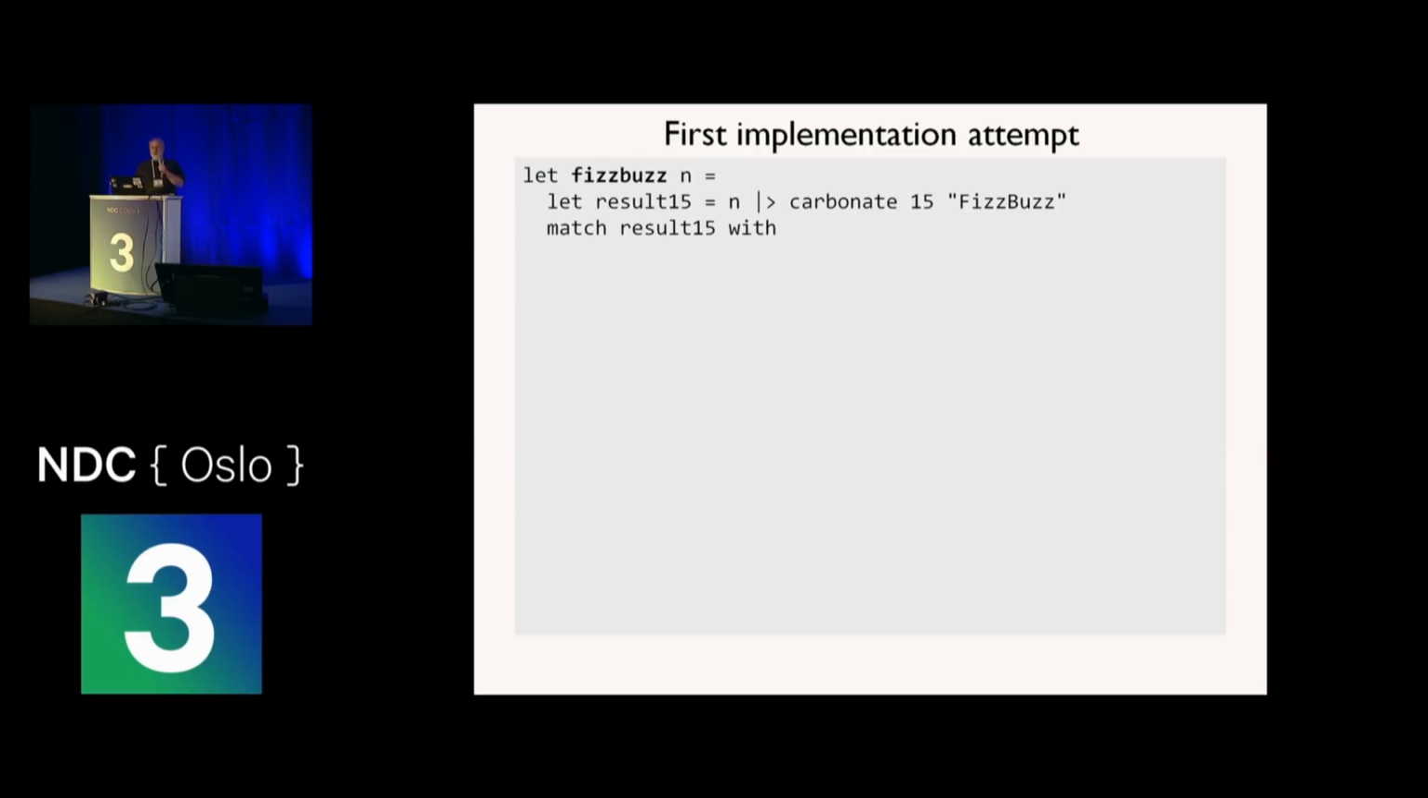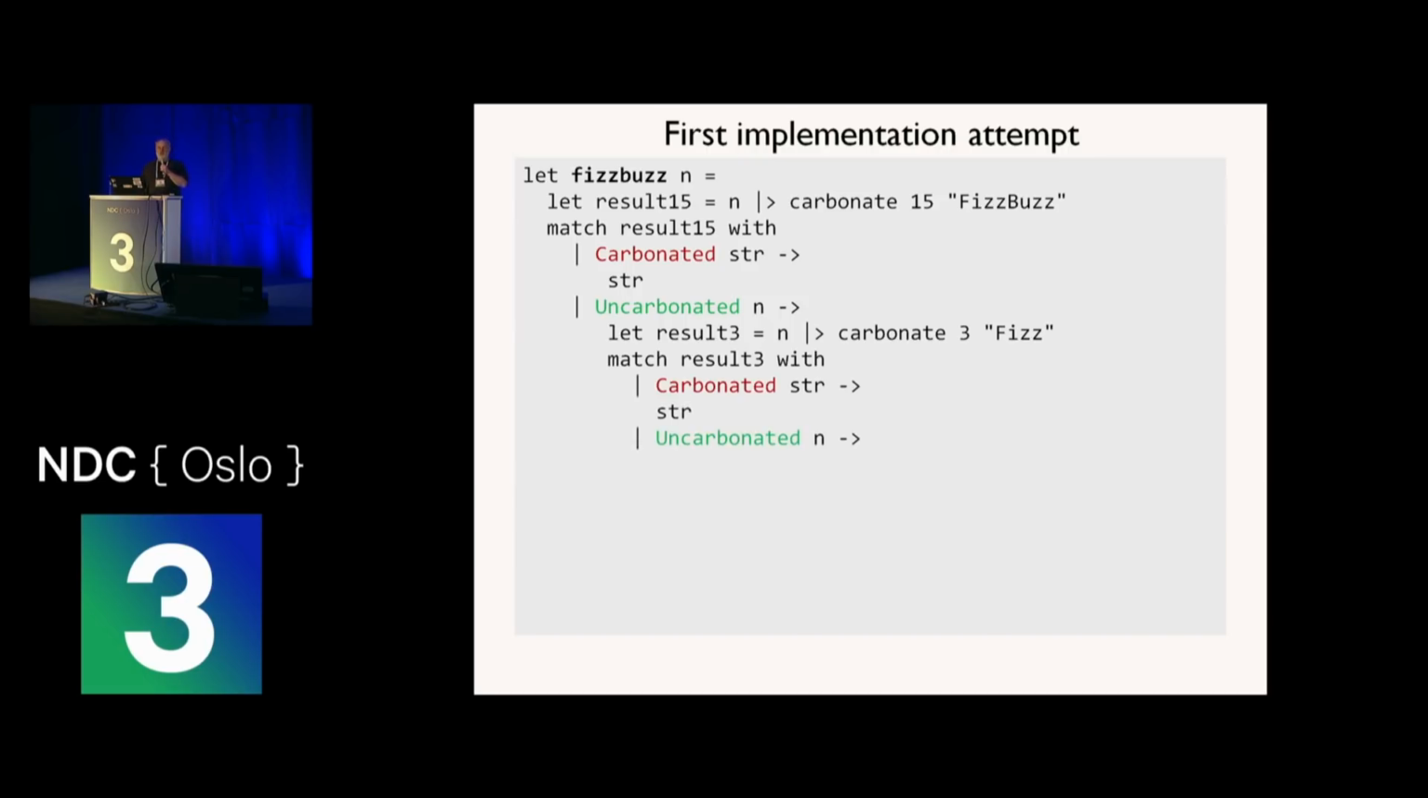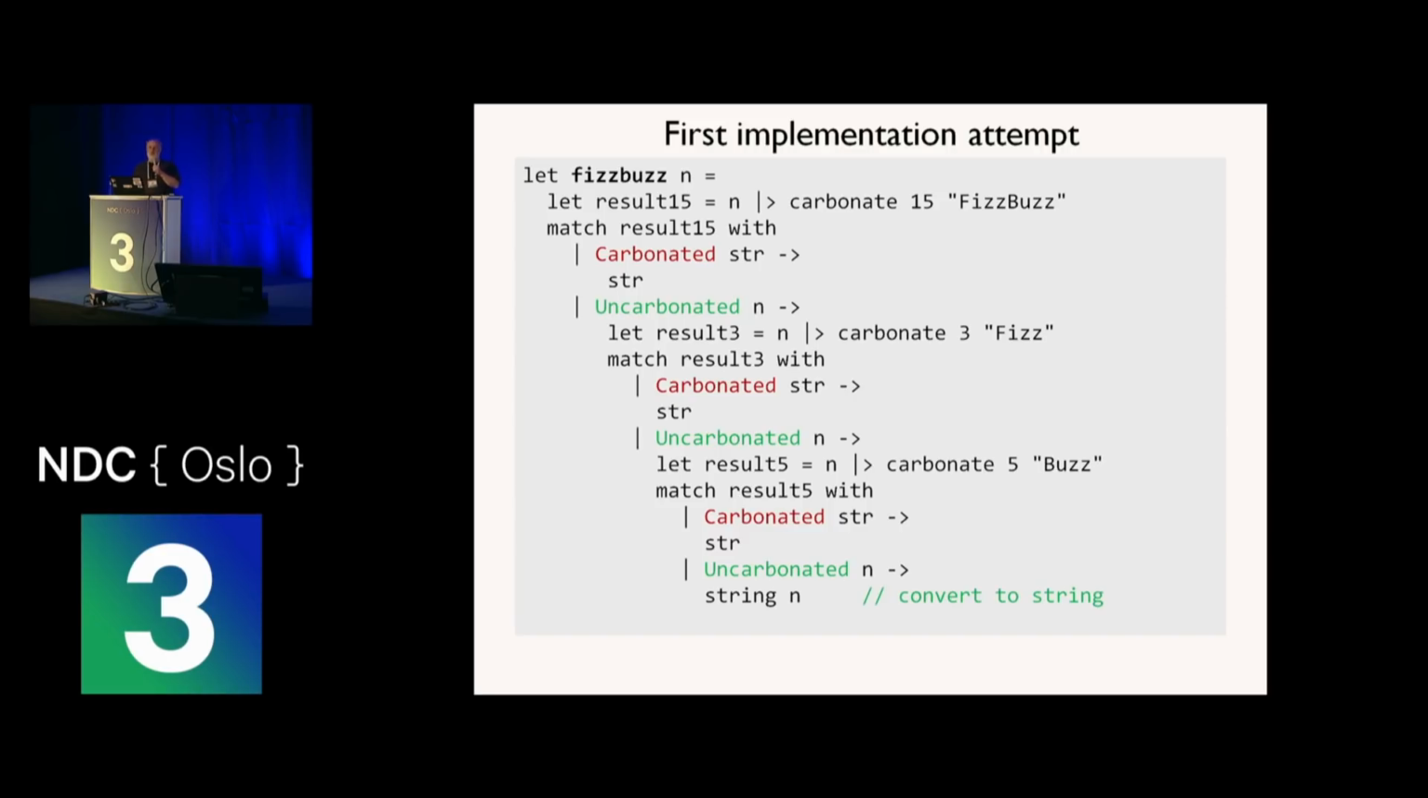So let's look at our first implementation. We're going to take the result from 15, and if it's carbonated, we're done. If it's uncarbonated, we have to go to the next step, which is try 3. If we get 3, if it's carbonated, we're done. If it's uncarbonated, we have to try 5. And if it's carbonated, that works. If it's uncarbonated, then we get the final result. So this is an implementation, but it's really, really ugly. I mean, this is horrible, ugly code.